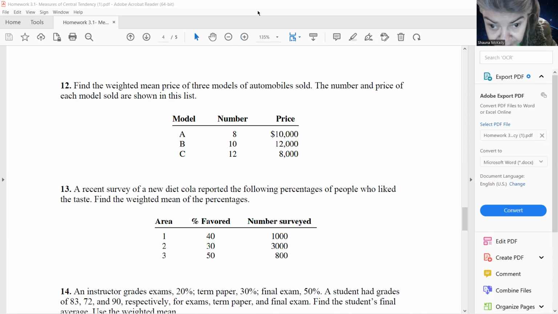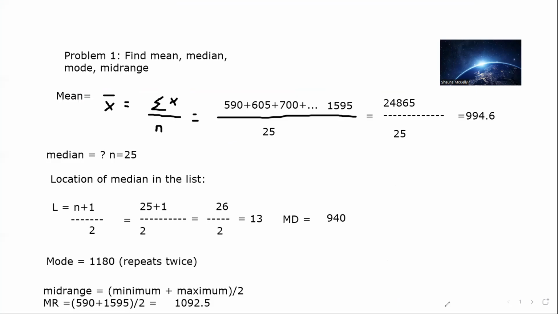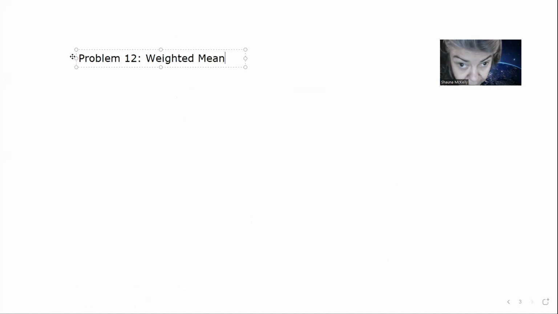Let me put up the data on the whiteboard. Let me get another whiteboard here. Okay, so here, this is number 12. All right, so this is problem 12. And it's a weighted mean problem. Weighted mean. All right. So you have models. You have number. And you have price.